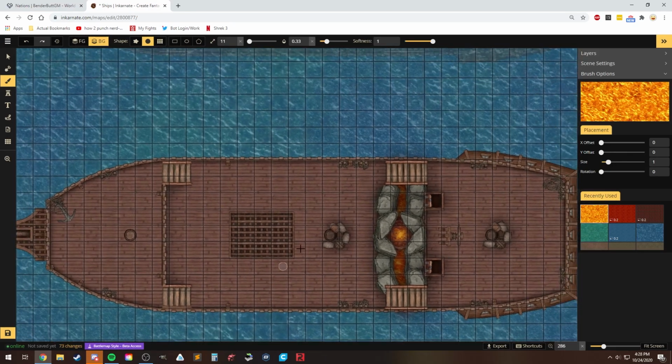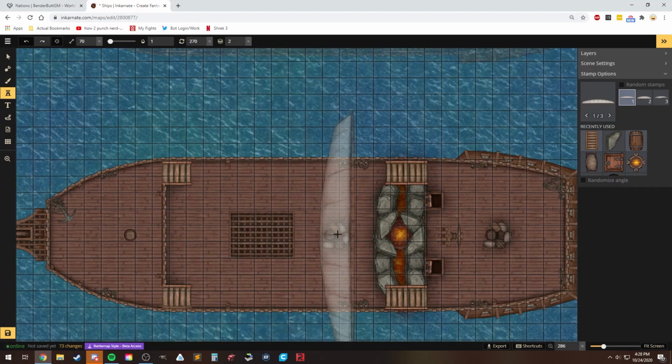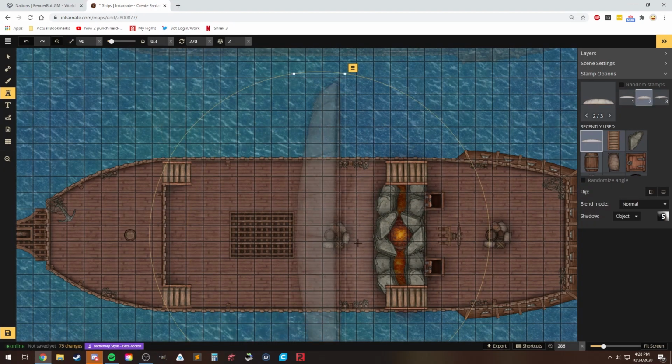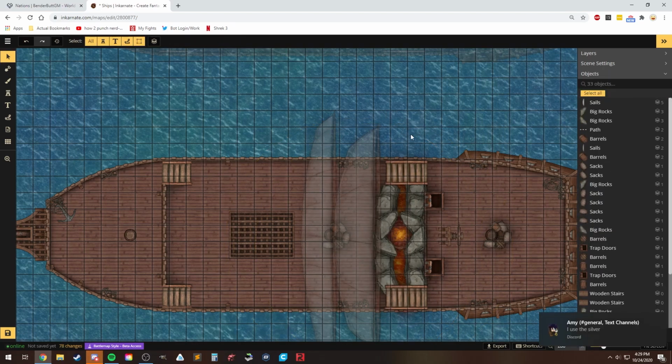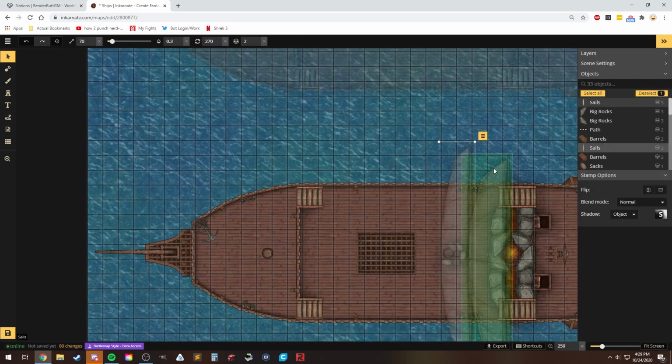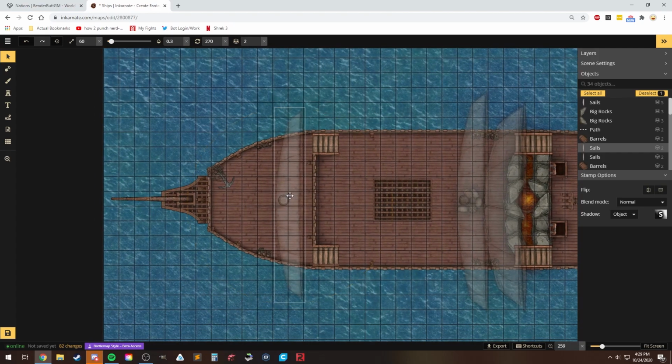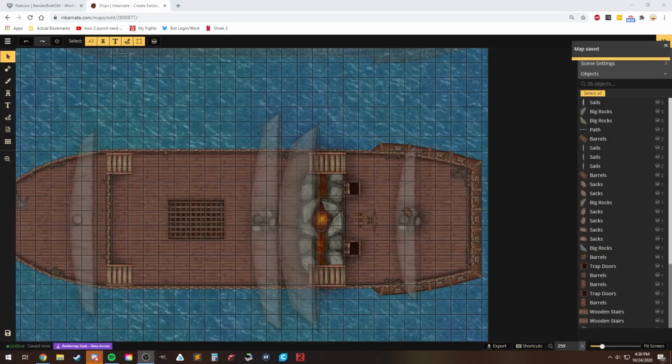Then we throw a bit of the brush tool in there to get the lava looking like it's a lot higher and more pronounced in the center, and that's just spewing off to the sides of the ship. You can imagine that it's just hissing into the waters at all times. Get a couple of sails in place.